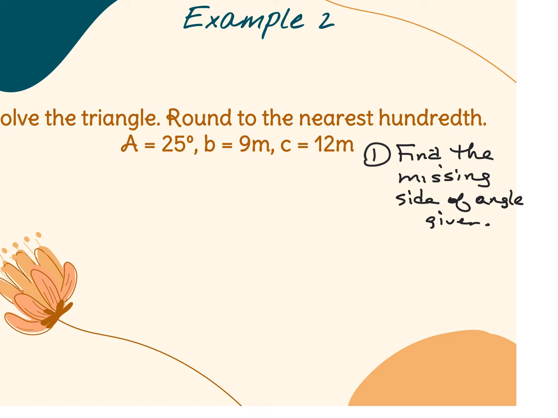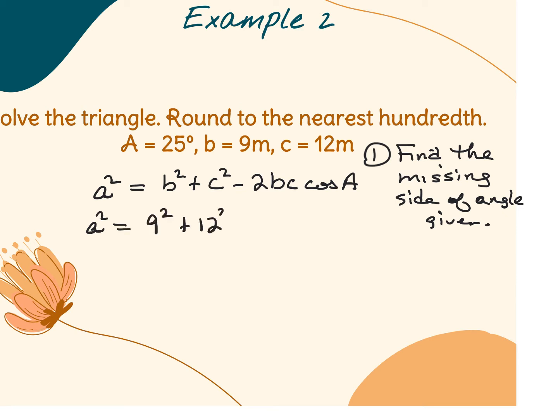So let's go ahead, and I'm going to look at my standard form to figure out which one has the missing side letter I'm looking for, which was A. So the formula I'm going to use is the first one, A squared equals B squared plus C squared minus 2 times B times C times the cosine of A. I'm going to replace what I know. I'm solving for A squared. B is 9, C is 12, 2 times 9 times 12 times the cosine of 25. Now, this is where order of operations comes into play.